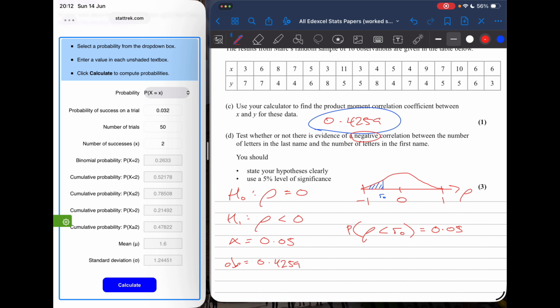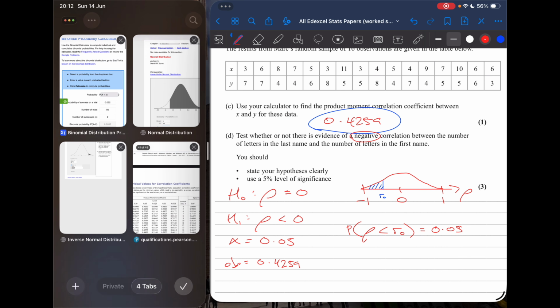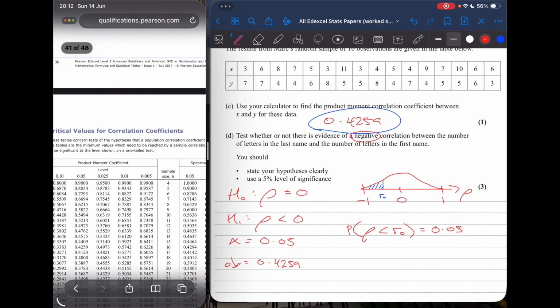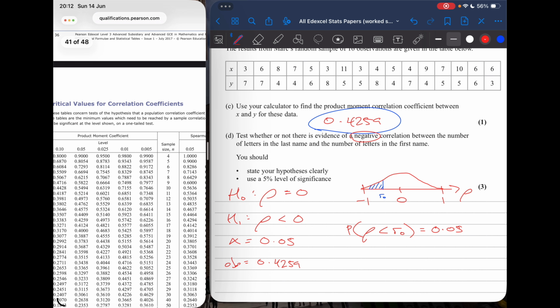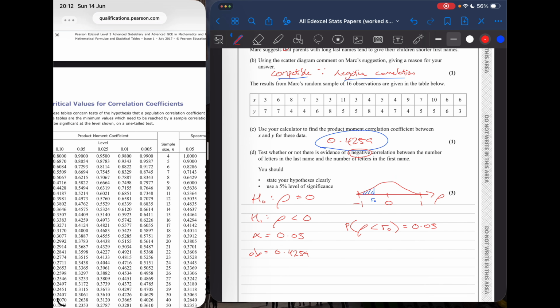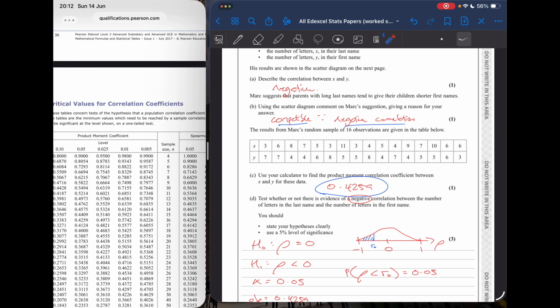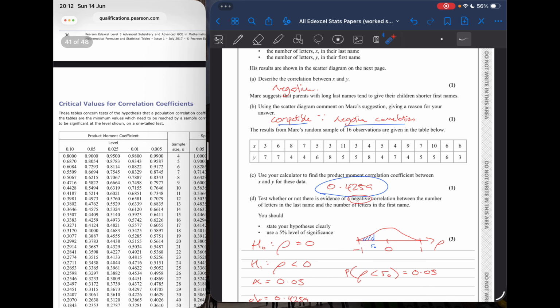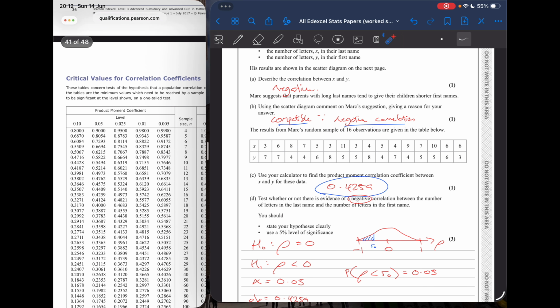How do we do that? We use the tables. In the formula book, in the back of the book, there is this one for the PMCC. We need to know the sample size. We were told earlier on that that was 16, wasn't it? Yep, 16 in there. So we'll use the sample size column that we have, go down to 16.